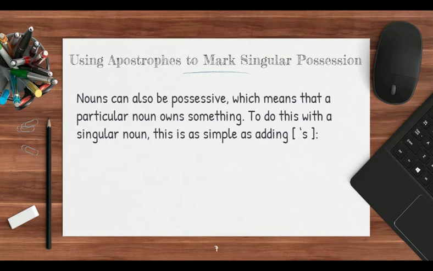All right, so let's move on. Nouns can also be possessive, which means that a particular noun owns something. Now, to do this with a singular noun, this is as simple as adding apostrophe S.